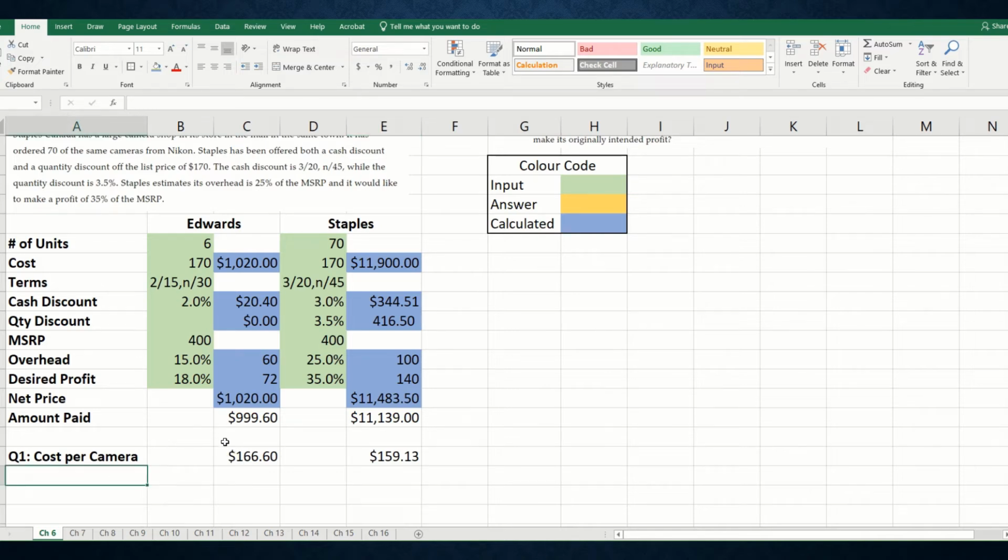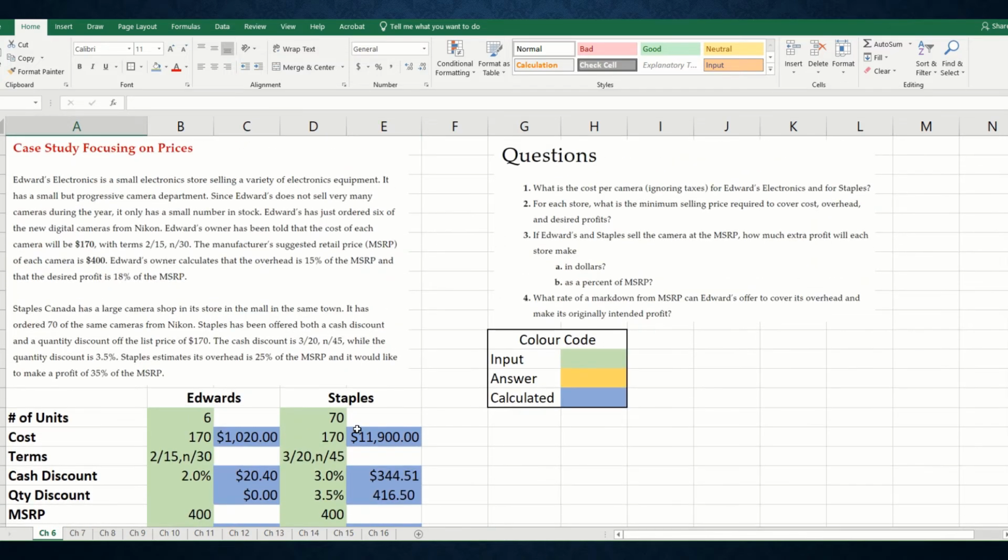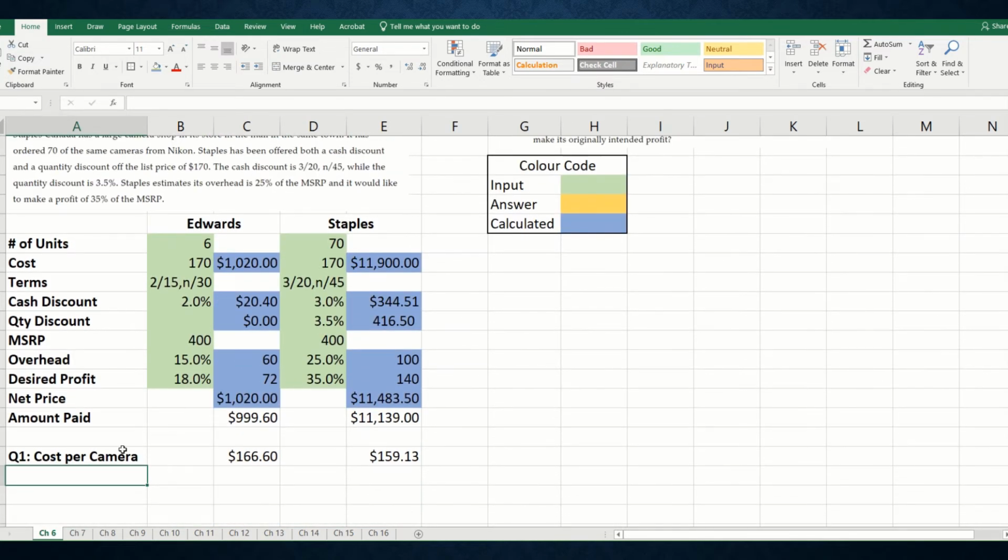Question 2 says for each store, what is the minimum selling price required to cover the cost, the overhead, and the desired profit? Okay, so our next question says question 2.